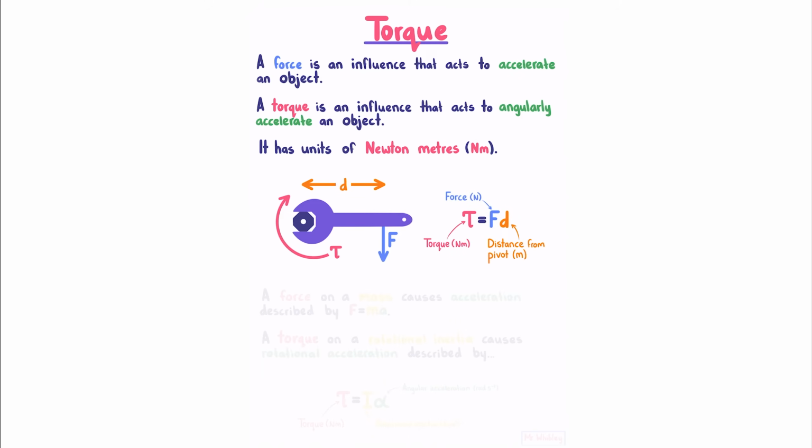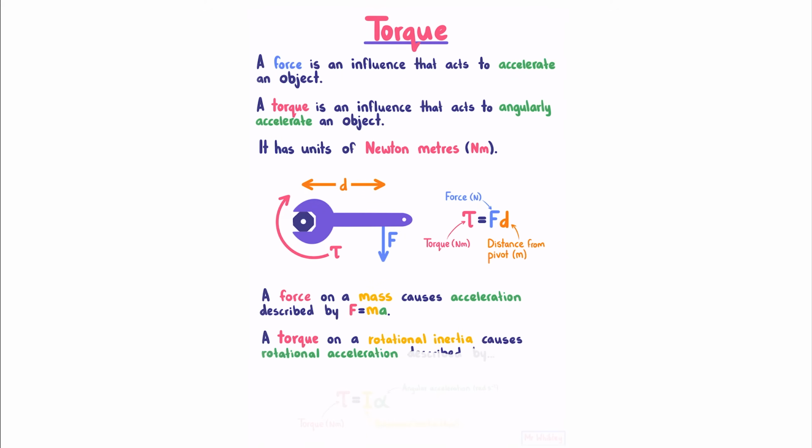Now at NCEA level 3, we need to understand how torque affects motion. Recall that a force on a mass causes acceleration, described by F equals ma. Similarly, a torque on a rotational inertia causes rotational acceleration, described by torque is rotational inertia times angular acceleration, where rotational inertia is a new quantity, which we will be exploring in greater depth.